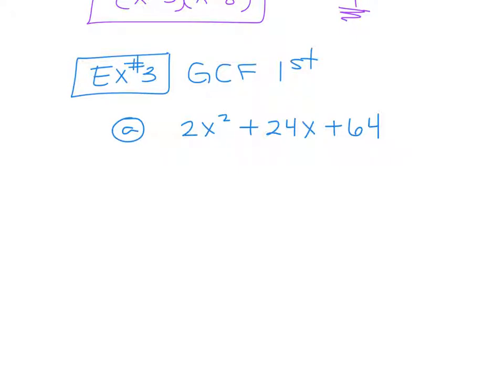And I'll tell you right now, this is where a lot of people miss a point because they leave off that 2 in their final answer. Don't do that, okay? If we're taking out a 2, what we're left with is a what? X squared, right? We're just dividing by 2 here, dividing by 2 here, dividing by 2 here. So it's going to be x squared plus 12x plus 32, okay?